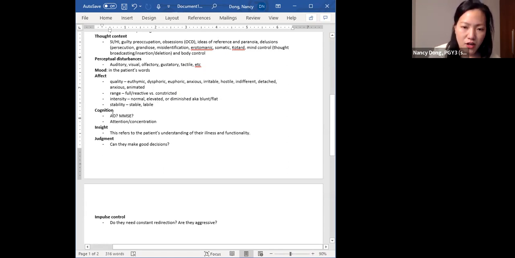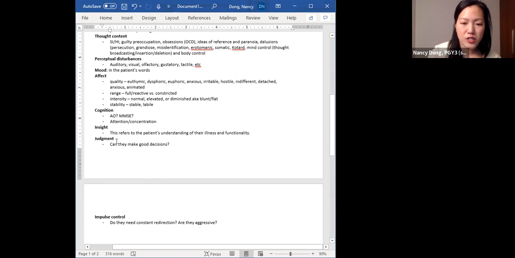Cognition, I think A&O, alert and oriented or not. If it's necessary, maybe you want to do an MMSE. Their attention or concentration. And then insight. A lot of times I didn't know this clearly when I went into residency, but it specifically refers to the understanding of their illness and functionality. So someone who doesn't think they're sick, who won't take medications, you would say they have really poor insight. So it's specific to how they understand how they're doing.